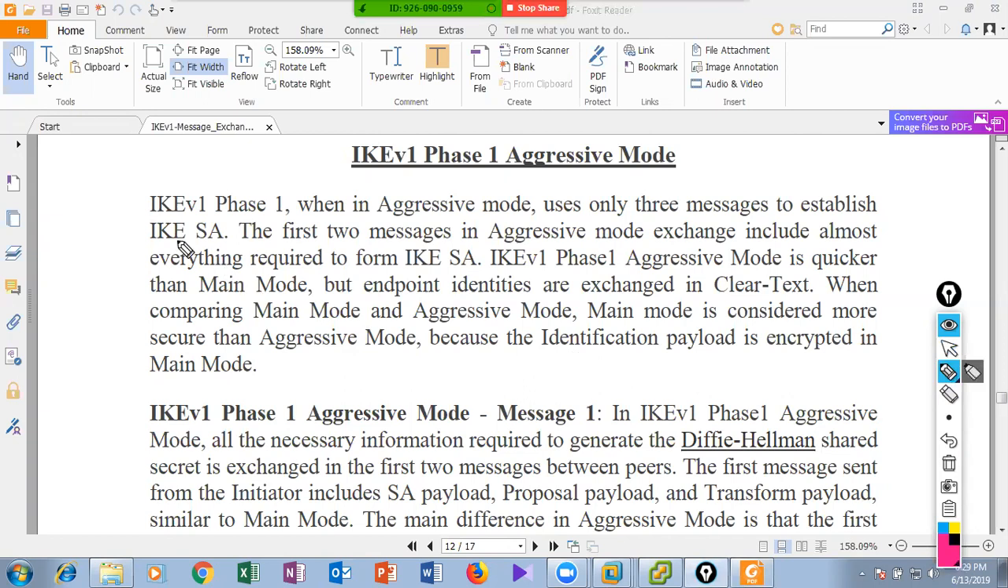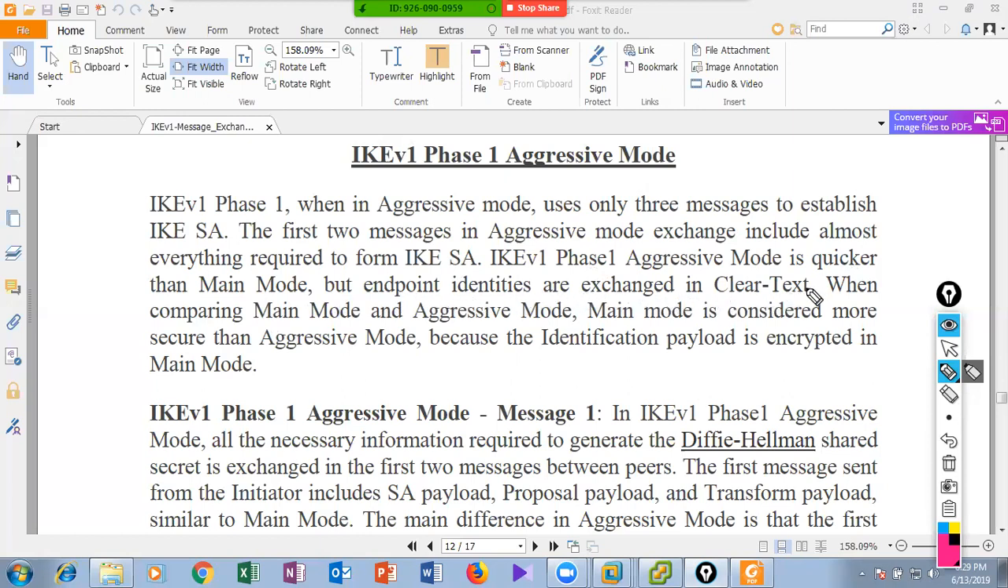So basically, in IKEv1 phase 1, aggressive mode uses only 3 message exchanges to establish the IKE SA. The first 2 message exchanges in the aggressive mode include almost everything required for the IKE SA. So the initial 2 message exchanges, from initiator to responder and responder to initiator, will contain almost all the parameters. IKEv1 phase 1 aggressive mode is quicker than the main mode, but the endpoint identities are exchanged in clear text.